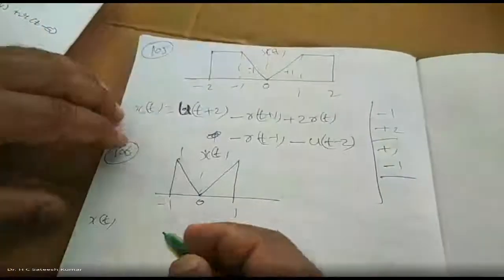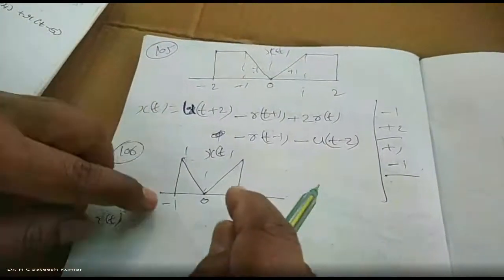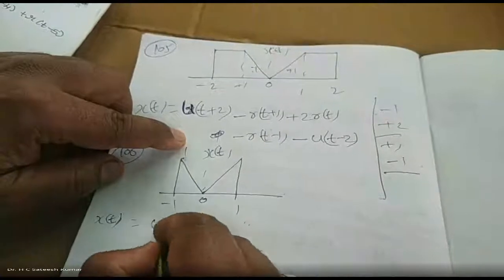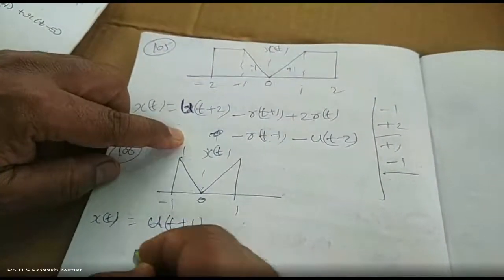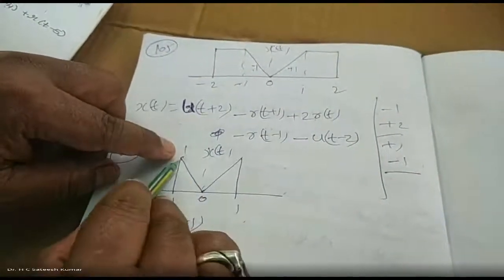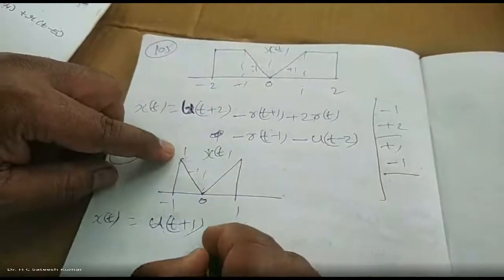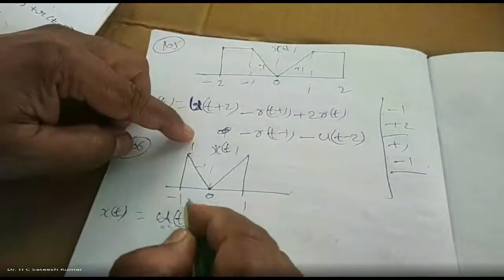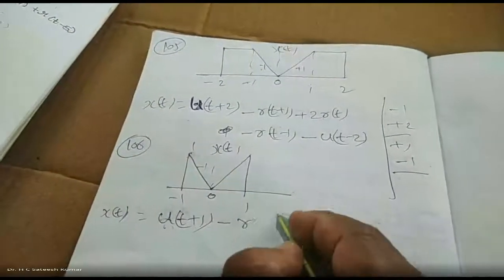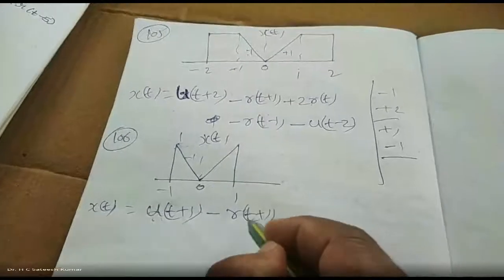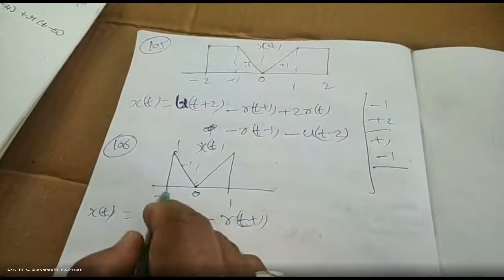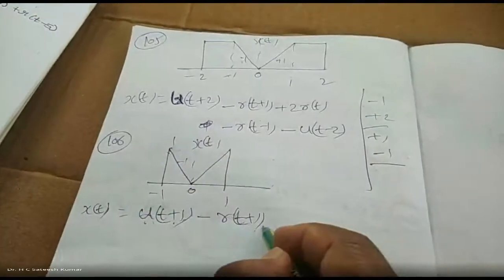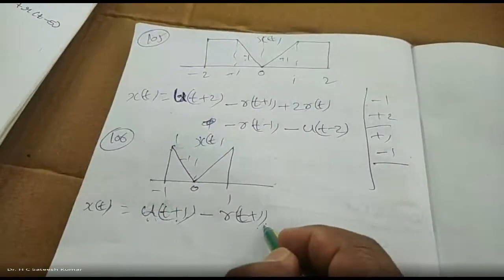It has to continue. x of t is equal to, starting from minus 1, up by 1 unit. Up by 1 unit means u of t plus 1 step. And there is a ramp with slope of minus 1: minus r of the same point only. Where you have gone up, from the same point only you should decrease. So therefore, minus r of t plus 1 is there. The step is at minus 1 and the ramp is also from minus 1.